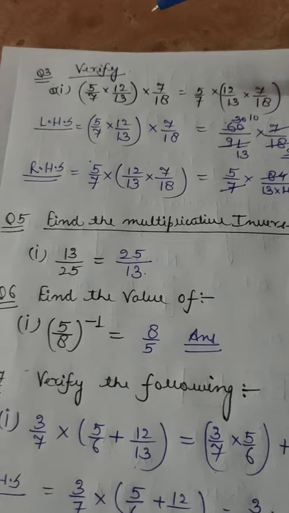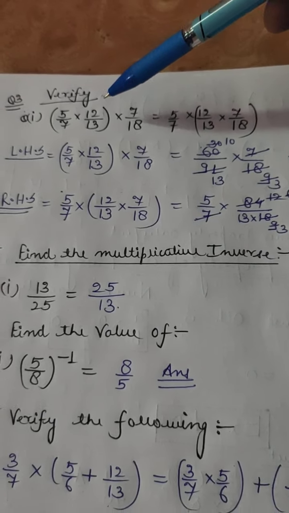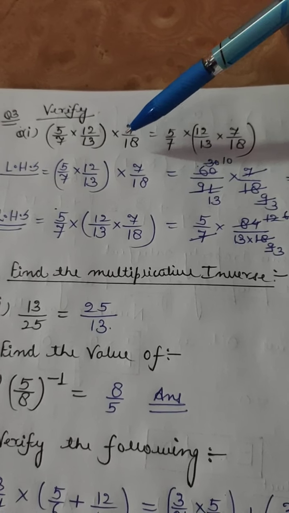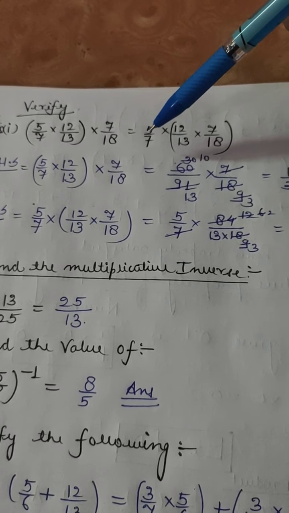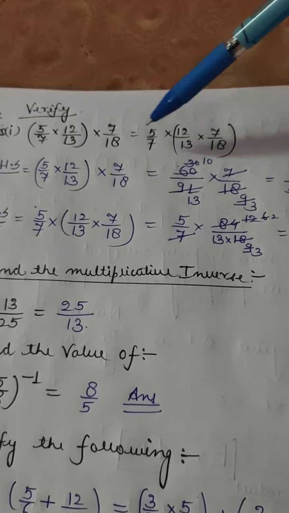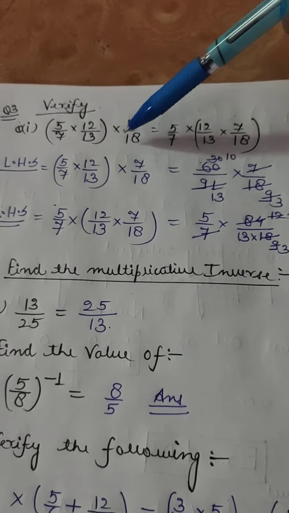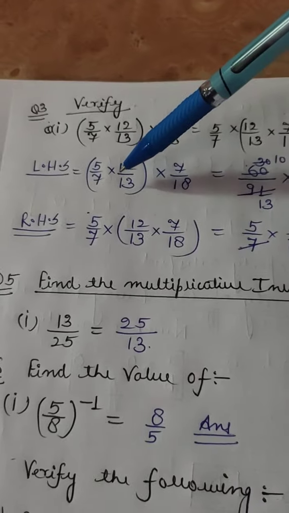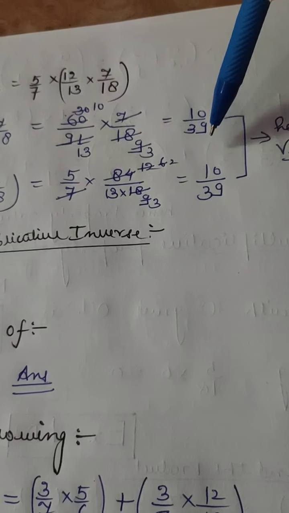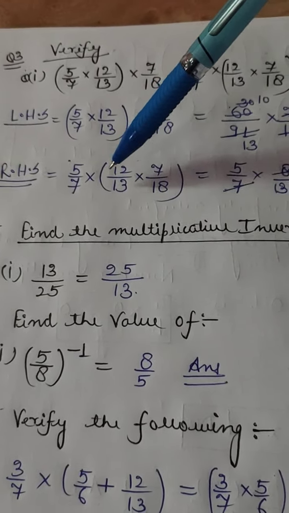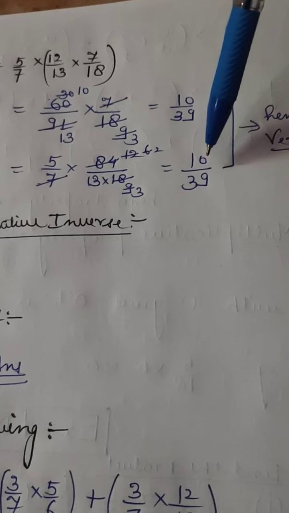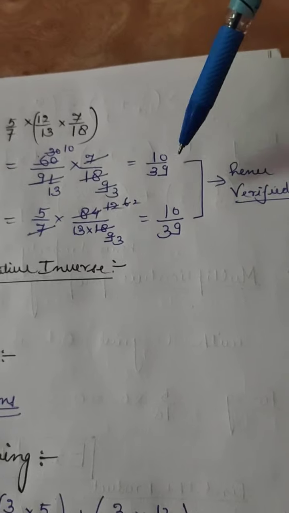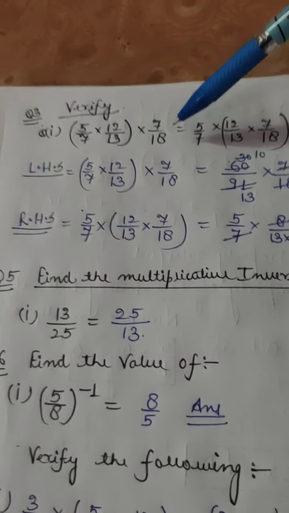Next question is, you have to once again verify. Here there are three rational numbers. So this property, as you can see, is indicating the associative property. First you have to solve the left hand side and then check the right hand side. Left hand side is solved, we get 10 by 39 as the result. After that the right hand side is solved, we get 10 by 39 as the result. So both answers are the same, hence associative property is verified.